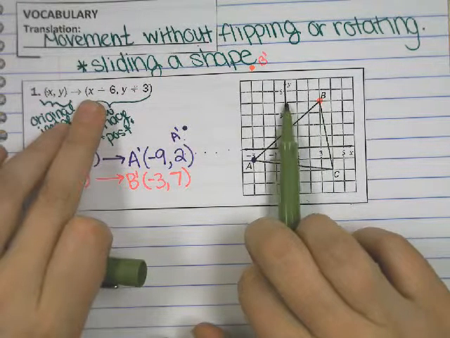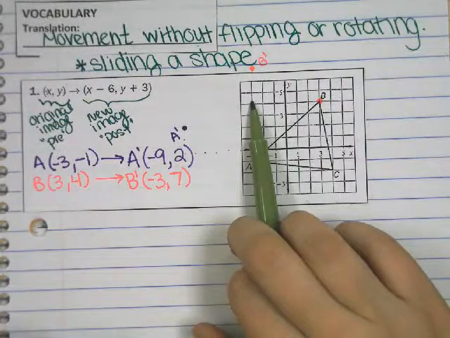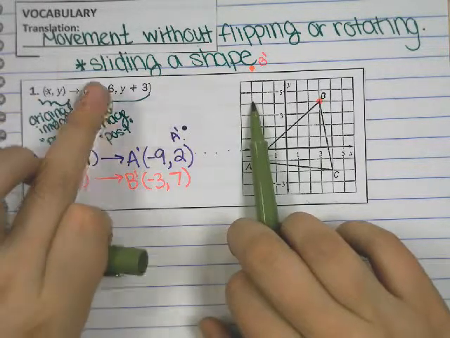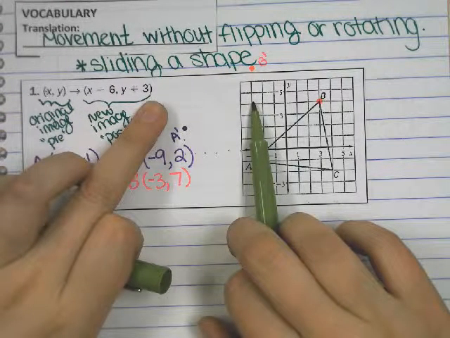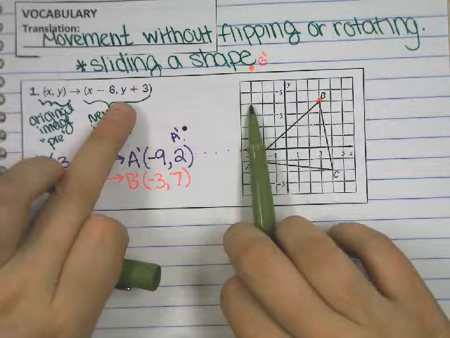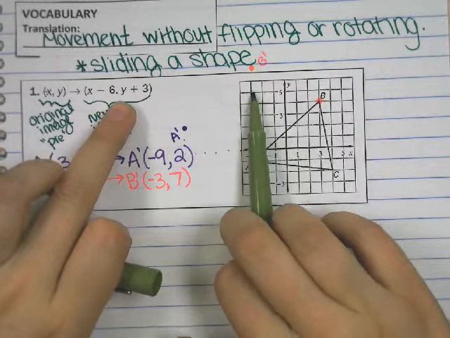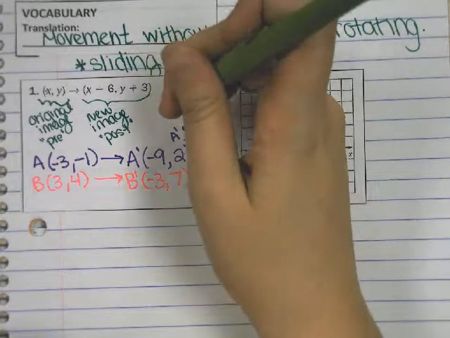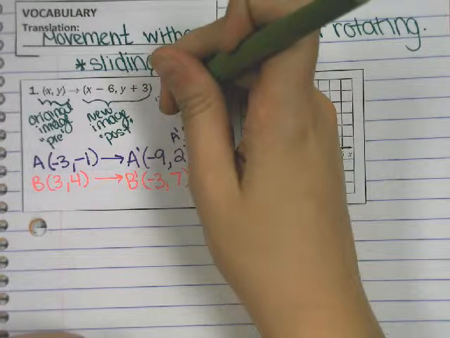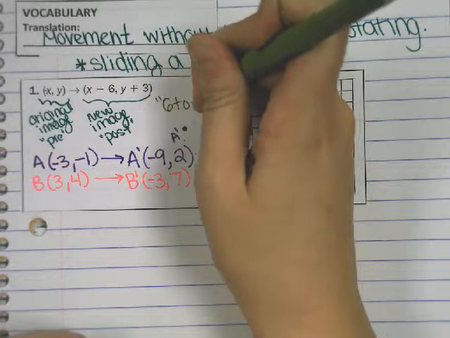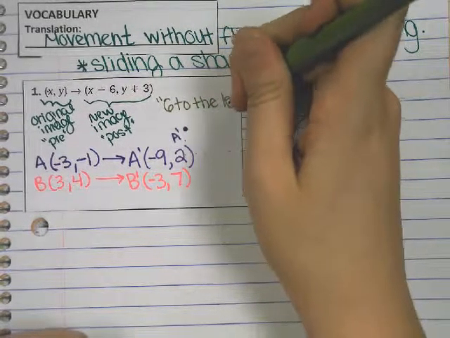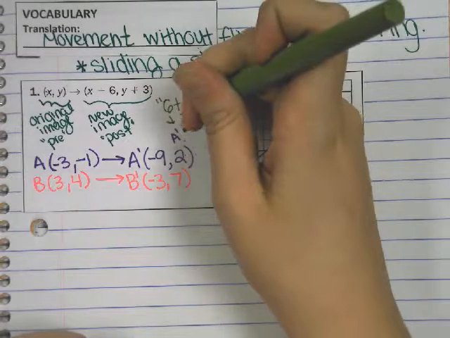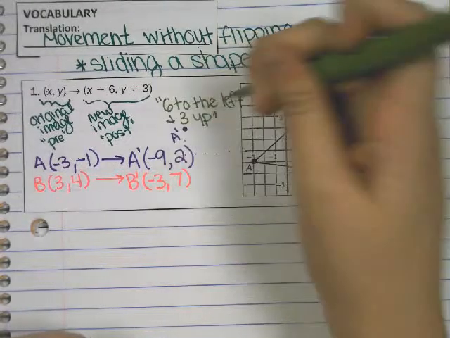We're going 1, 2, 3, 4, 5, 6 to the left. Then we're taking our y value and making it 3 bigger. Okay? Y value is up and down, so bigger is up. 1, 2, 3. That's where B is. Okay? So you can also think about these as a slide. This can be 6 to the left and 3 up. Okay, we can slide our points.